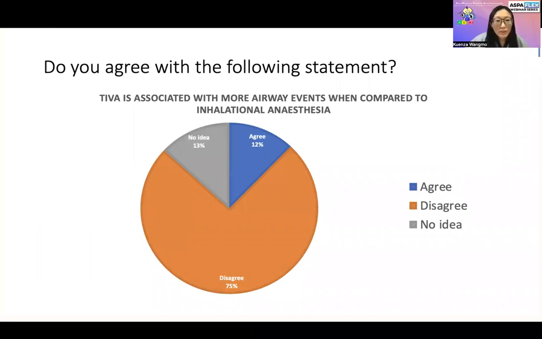So when asked, most of the respondents disagreed that TIVA is associated with more airway events when compared to inhalation agents, while 12% agreed and 13% had no idea.